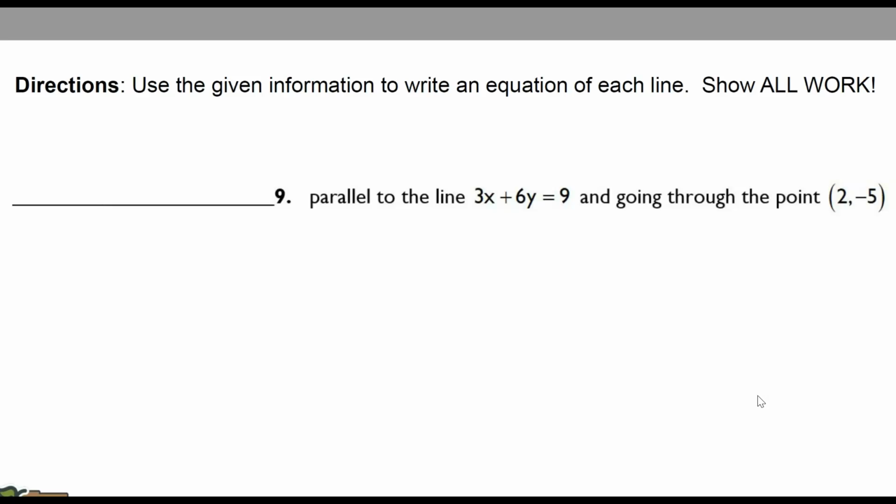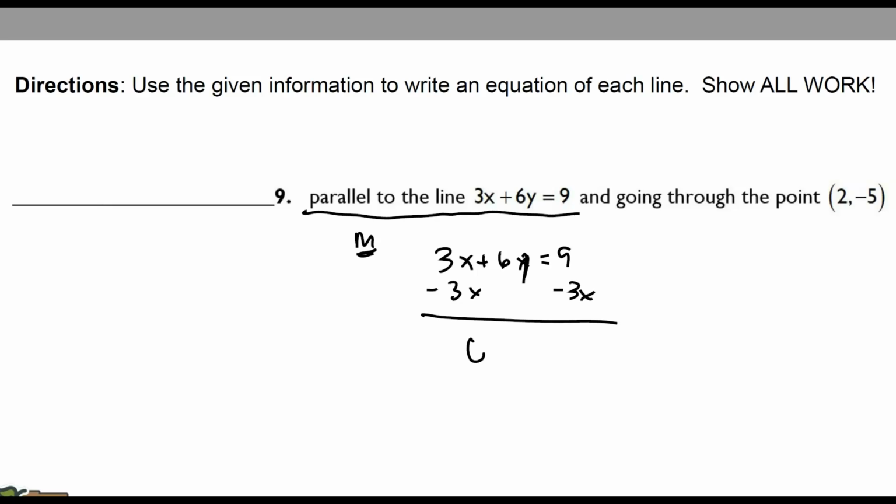Alright, parallel to the line 3x plus 6y equals 9, and going through a point. So again, parallel to, that's going to give us our slope. So we got to rewrite here. Oops, that's got to be a y. We got to get y by itself so we can identify that slope easily. Make sure you simplify a little bit too.